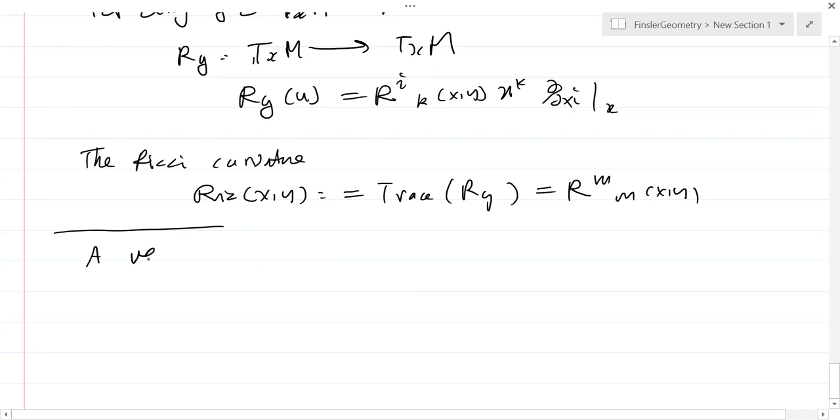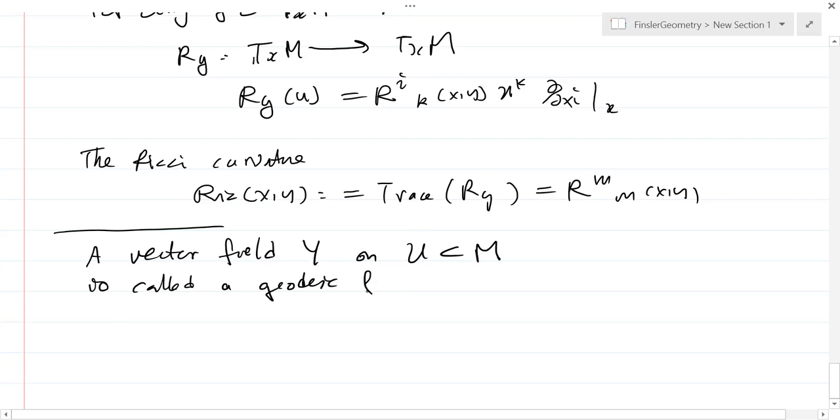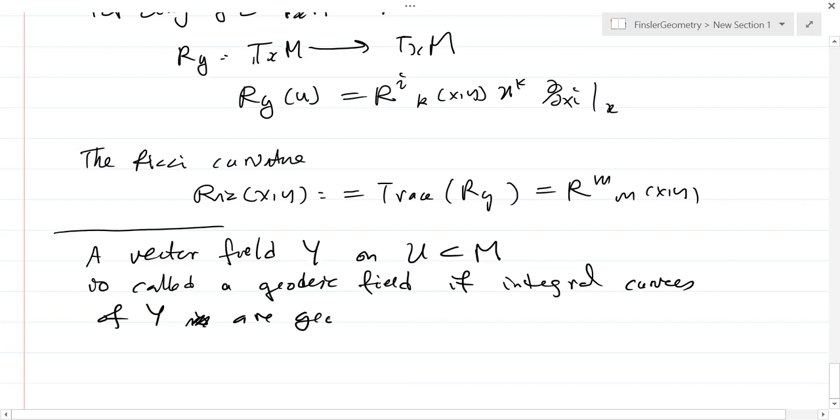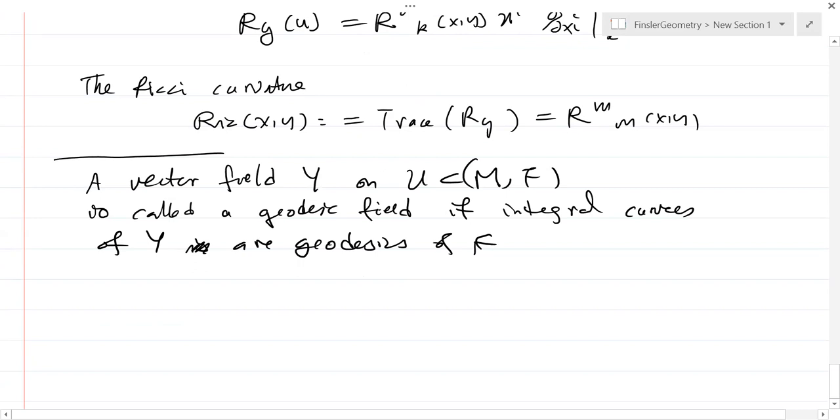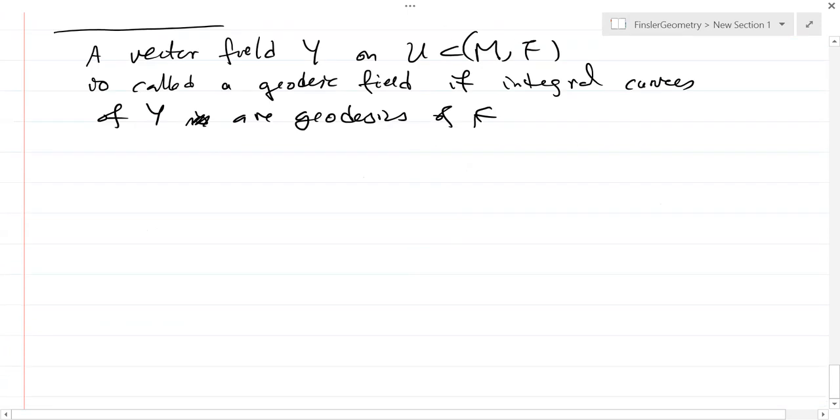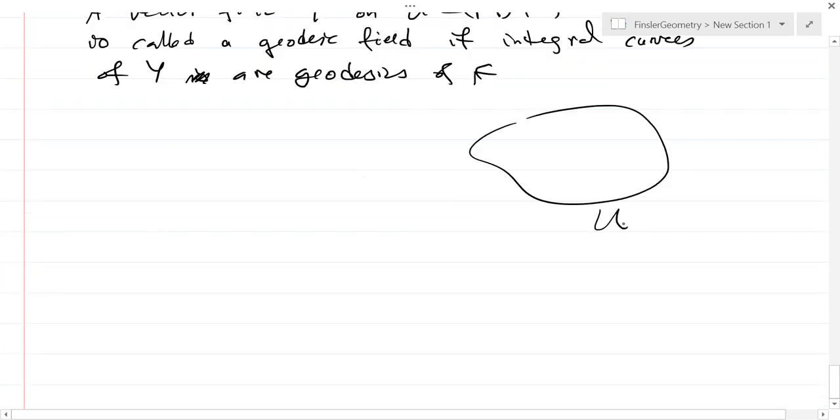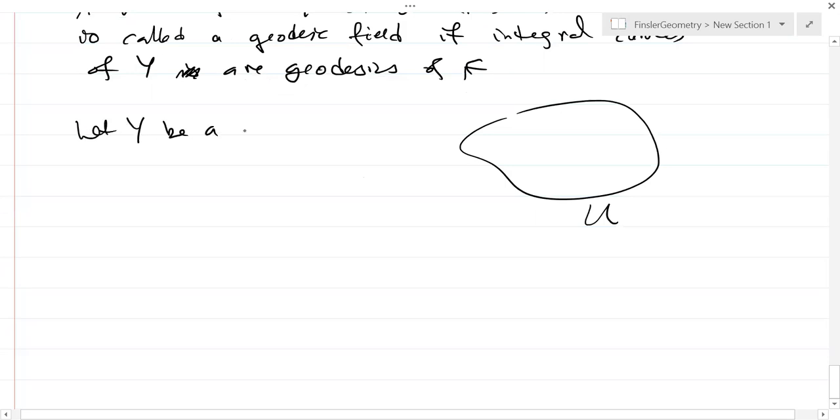A vector field Y on an open set is called a geodesic field if the integral curves of Y are geodesics of F. So we hear that in the Finsler manifold. Here's an open set U, and we let Y be a geodesic field.